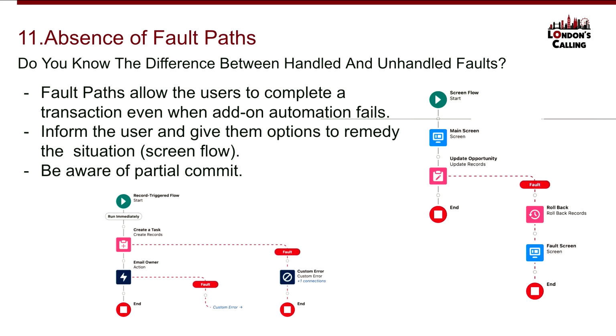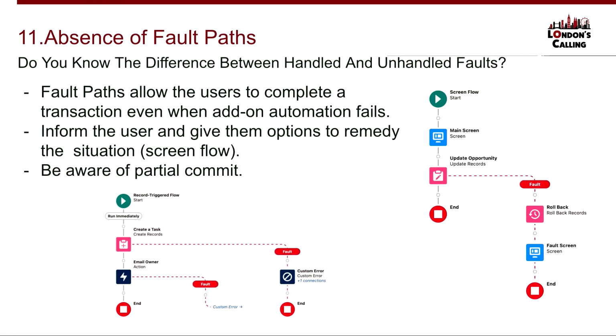Sometimes in screen flows, it helps us to offer choices to the user to remedy the problem. And be aware of partial commit. If you use a fault path, if you're trying to do a DML using a collection, it actually commits all the individual records that don't throw a fault. It'll only not commit those that have a problem. So that could be a problem for you, right? There are situations where you may not want to include the fault path because you want the whole thing to fail.